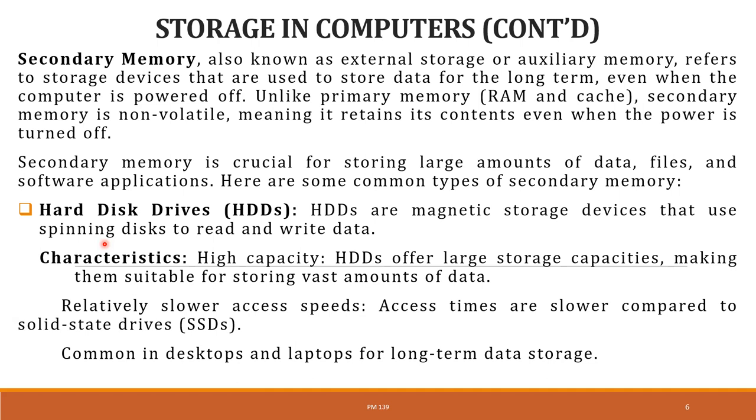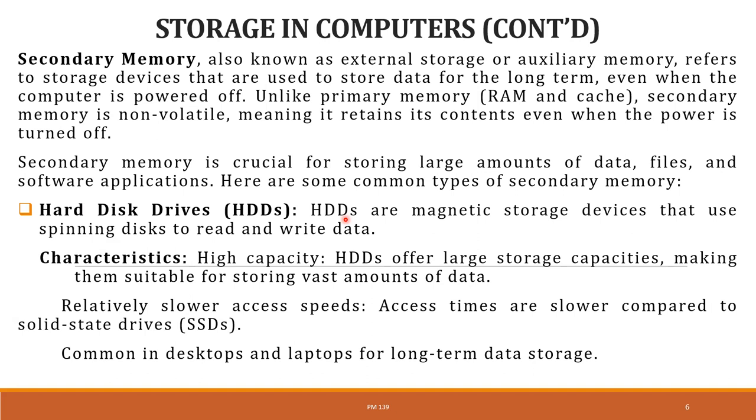So here are some of the common types of secondary memory. When you hear of secondary memory or external storage, we're normally talking about the hard disks. So the hard disk drives, which is the HDD. I remember I spoke about it in our first lecture. So HDDs are magnetic storage devices that use spinning disks to read and write data.